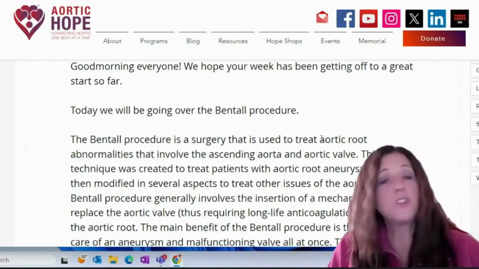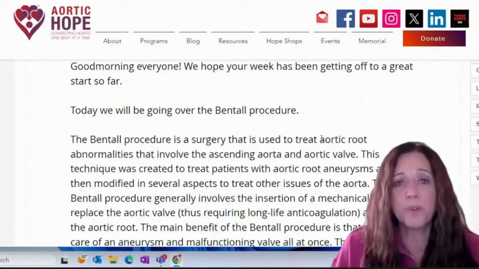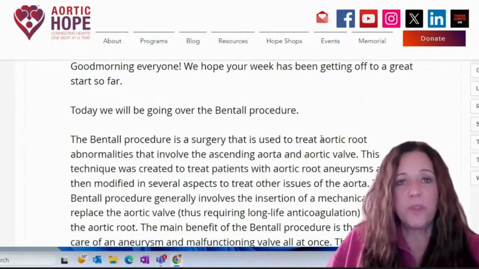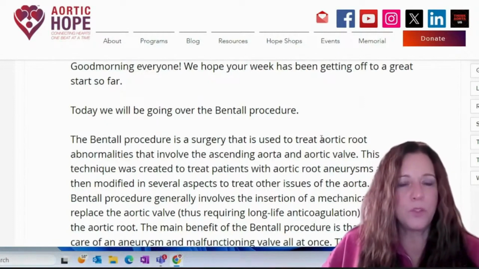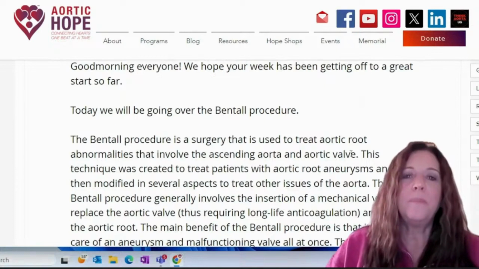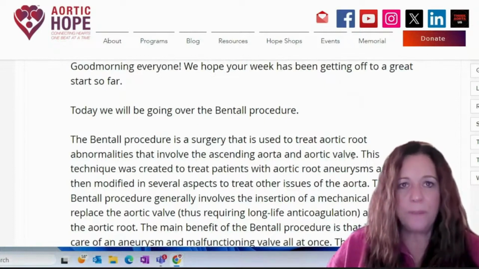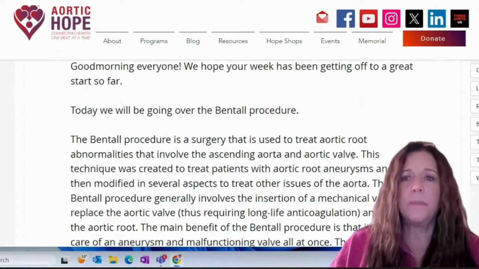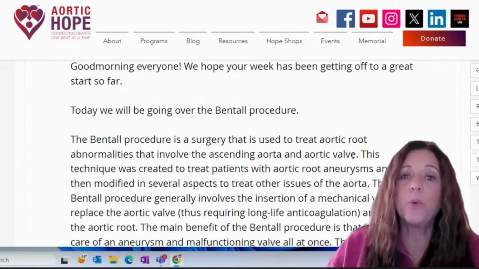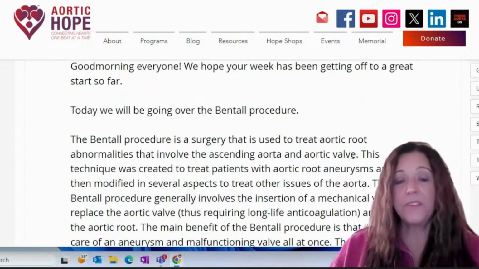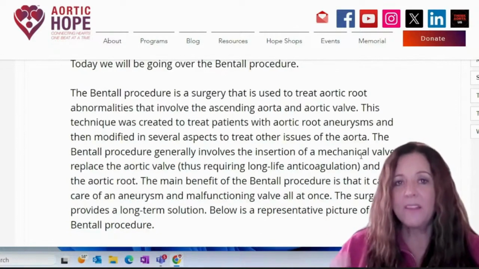There's a Ross procedure, a Bentel procedure. There's so many different procedures for what those of us with aortic disease might have when it comes to a surgical intervention. And the Bentel procedure is actually a surgery that is used to treat any type of aortic root abnormality that involves the ascending aorta and the aortic valve.